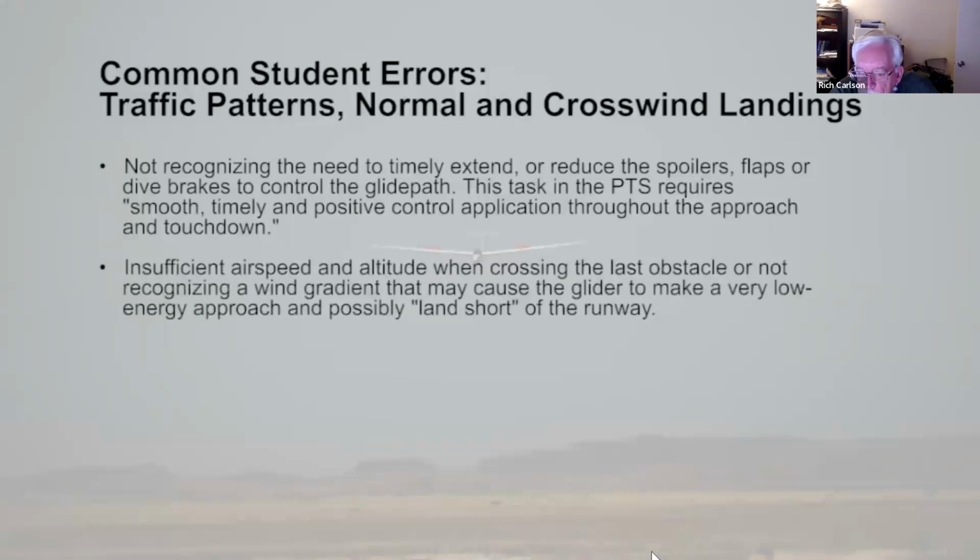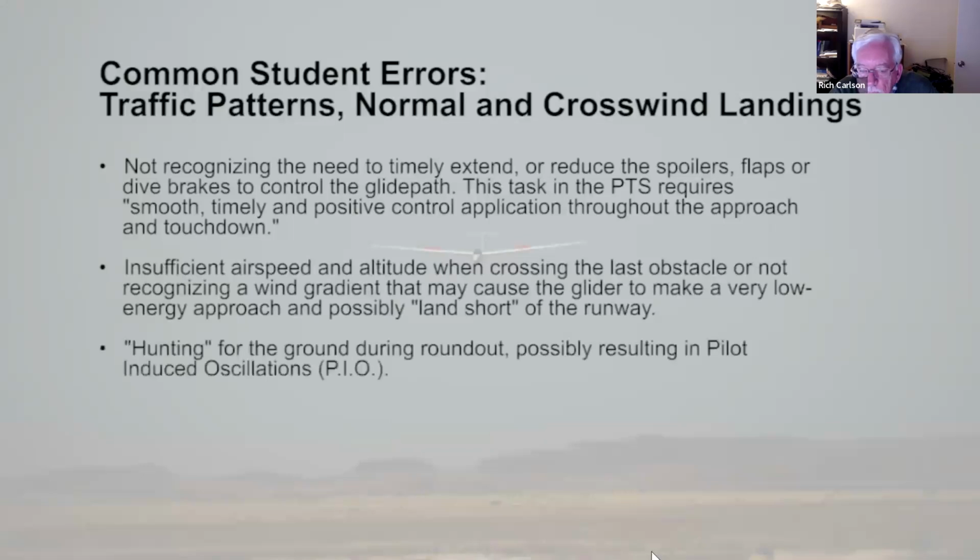Insufficient airspeed and altitude when crossing the last obstacle, or not recognizing a wind gradient that may cause the glider to make a very low energy approach and possibly land short of the runway. Hunting for the ground during roundout, possibly resulting in pilot-induced oscillations.